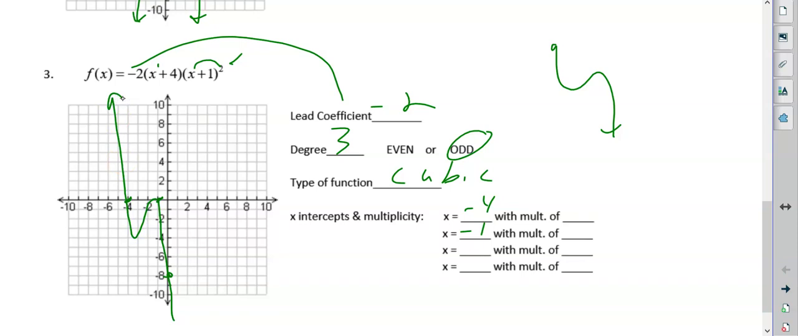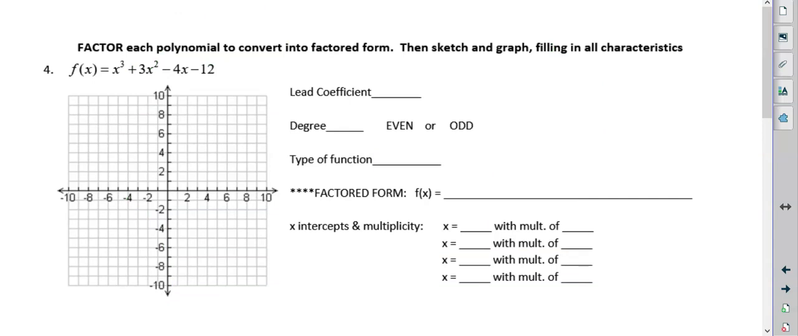Any points you get off the graphing calculator that are easy to graph, it just helps you draw a little bit better graph, but that's it. Now, the x minus 1 bounces, so it has a multiplicity of 2, and this one has a multiplicity of 1. All right, number 4.